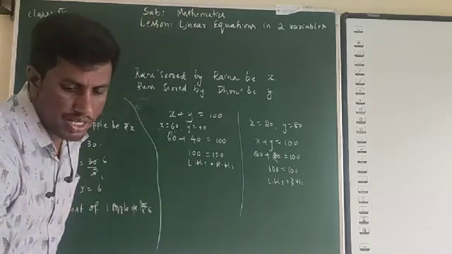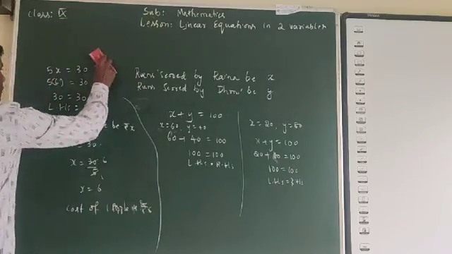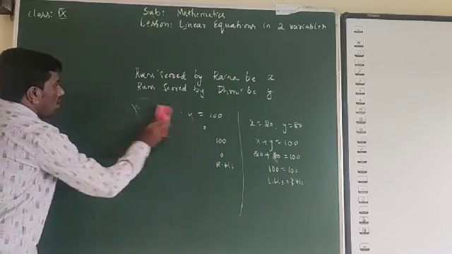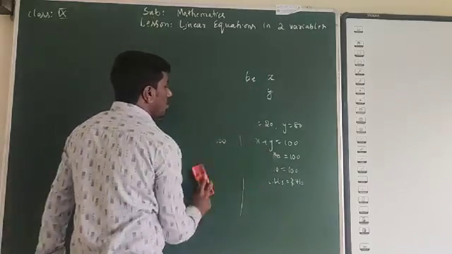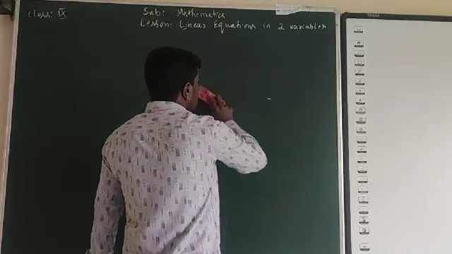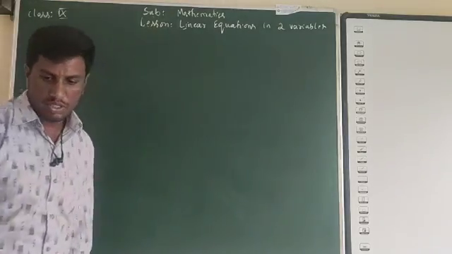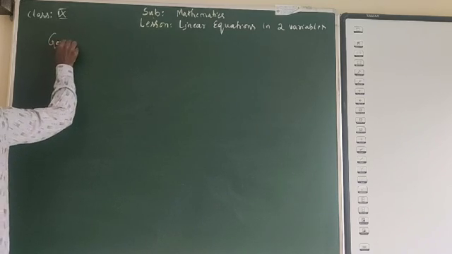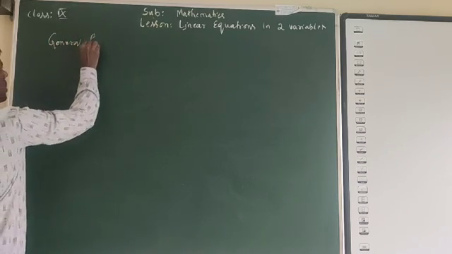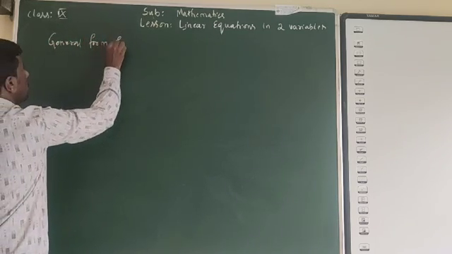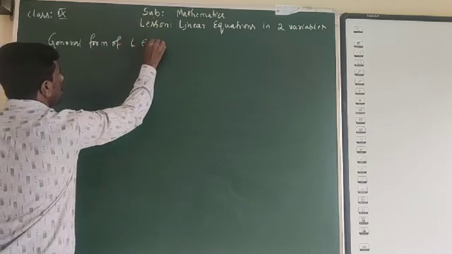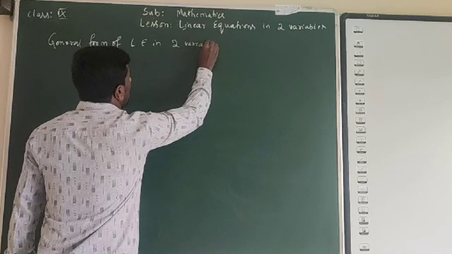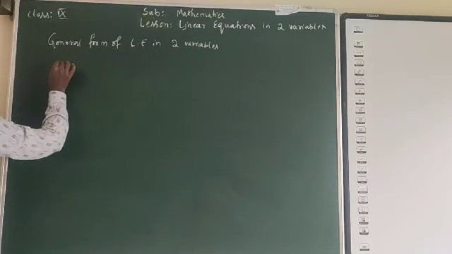I had told you in the last class that I am going to explain the general form of the linear equation in two variables. So, let me go to the general form, or standard form, of a linear equation in two variables. What is the general form?